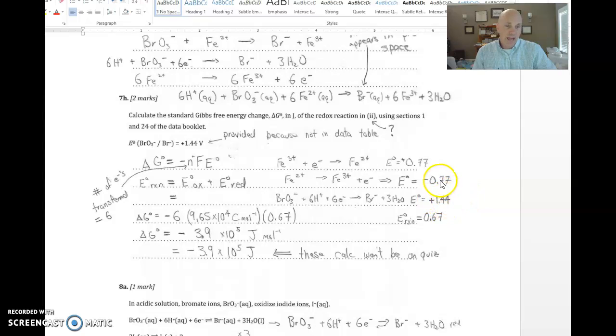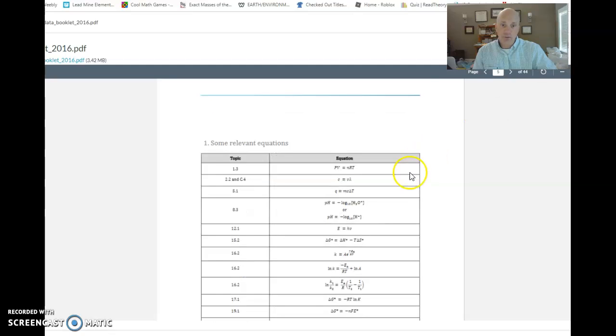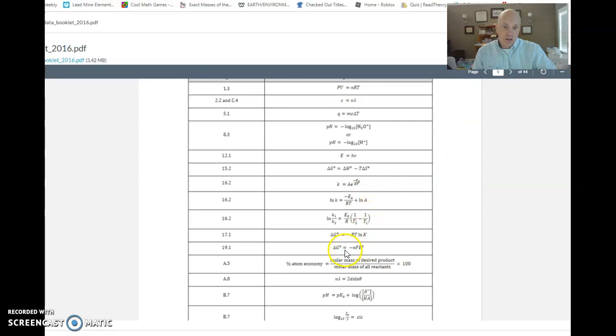Well, when you add these two things, notice that you still get something that's a positive value, which would mean it would be a spontaneous process. All right. So the next little bit that we need, they mentioned that they use section 1. The reason that section 1 is needed for this problem is that there is this equation right here that relates Gibbs free energy change with the electromotive force that's created by this electrochemical reaction.